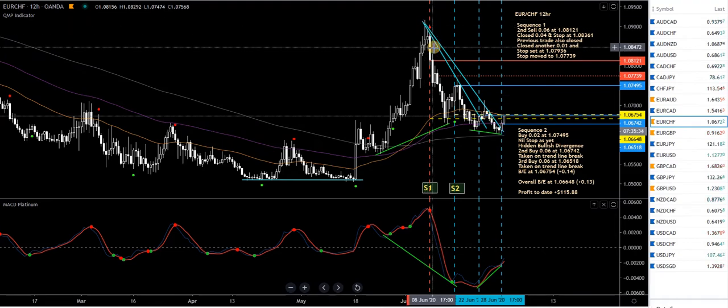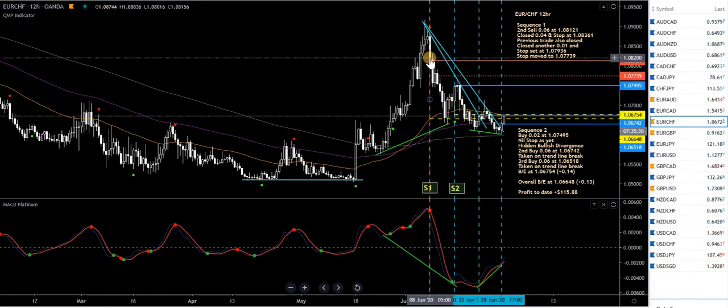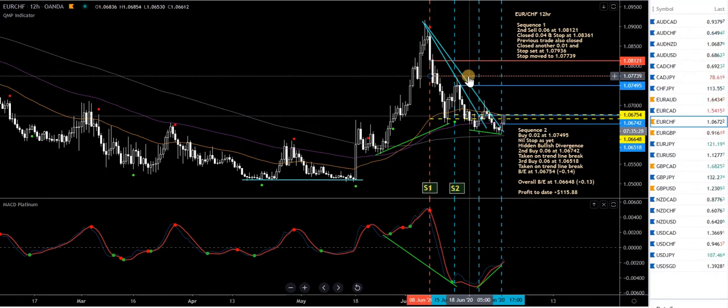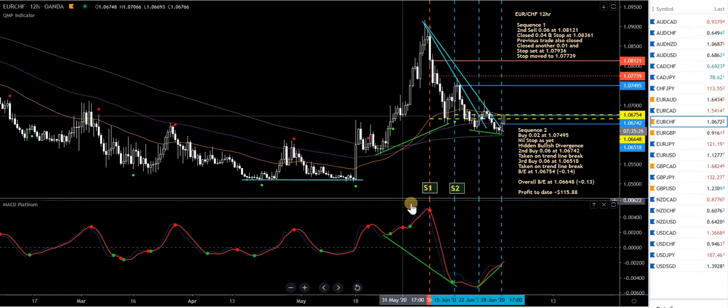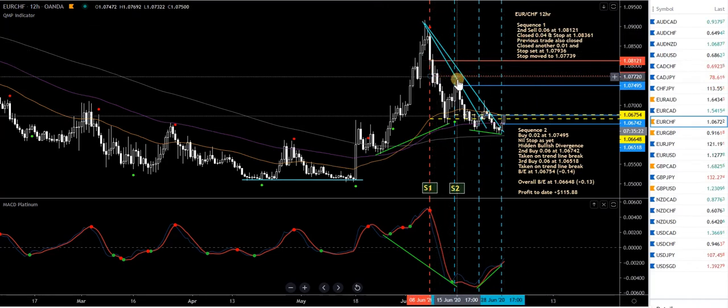See, I drew this first one across these highs. So I've taken a sell up here. That red dotted line's a stop for that sell. So that's sequence 1. That's a standalone trade at the moment, so that can't lose anything on that.